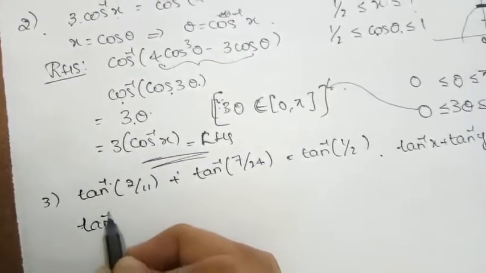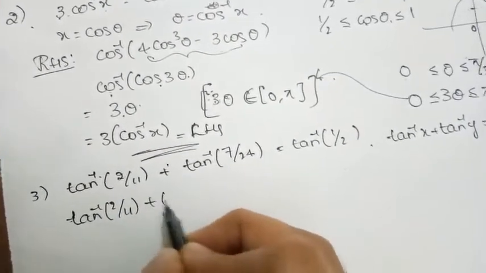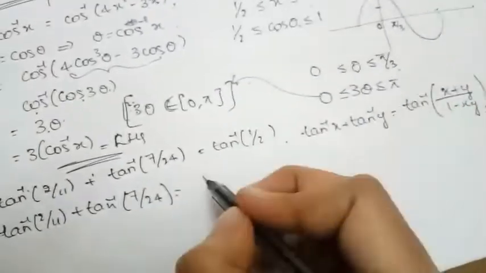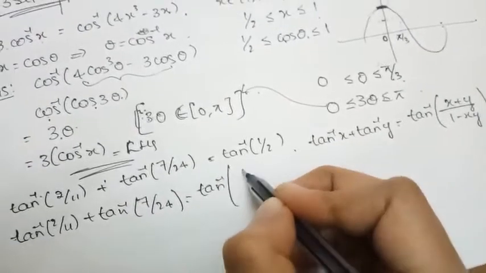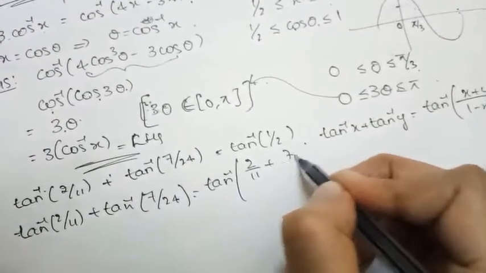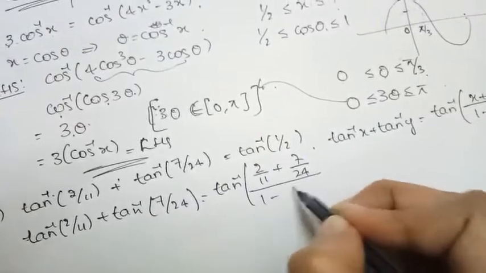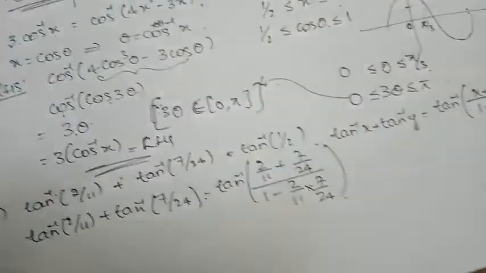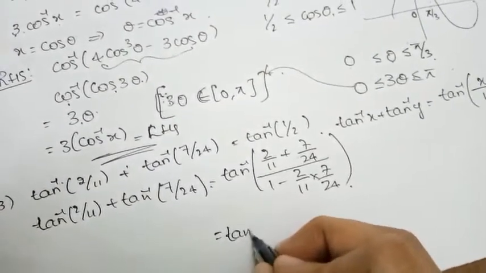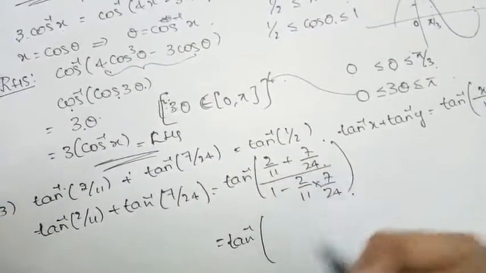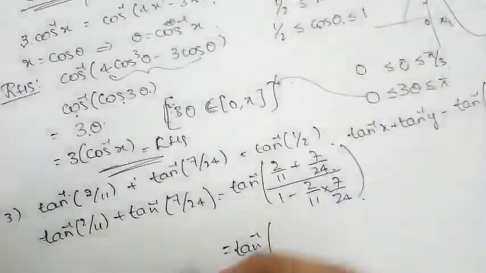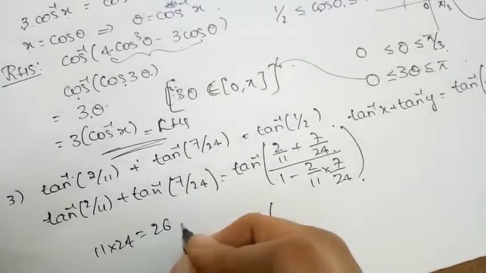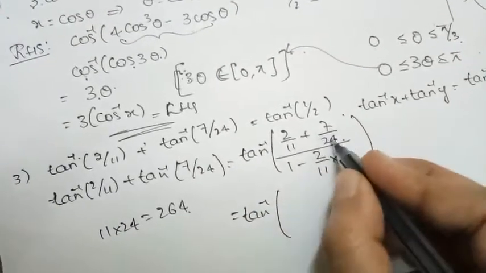So that is tan inverse of 2/11 plus tan inverse of 7/24, which is equal to, according to this formula, tan inverse of (2/11 + 7/24) divided by (1 - 2/11 × 7/24). So our LCM is 11 into 24, which is nothing but 264.